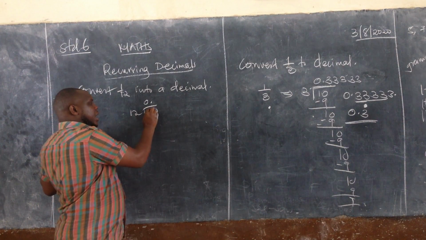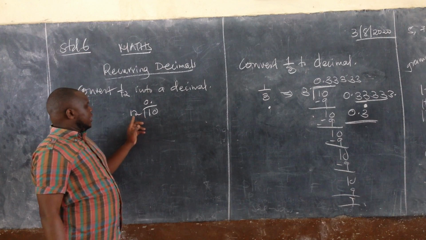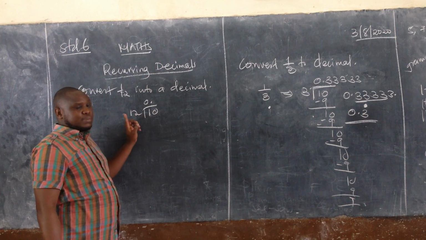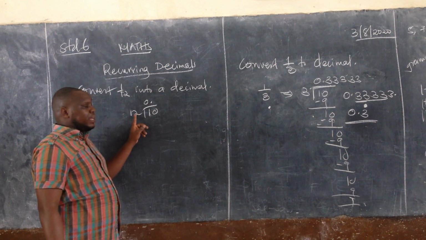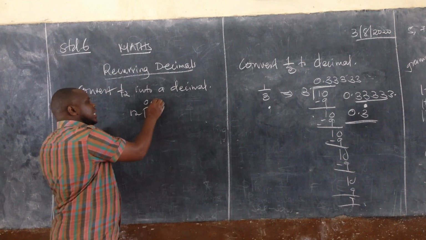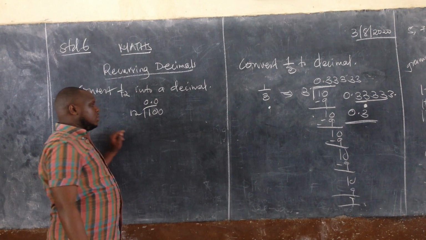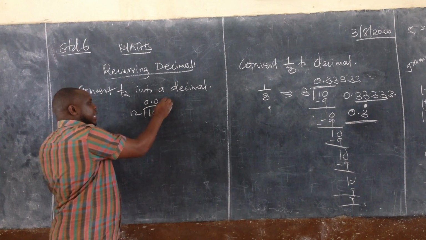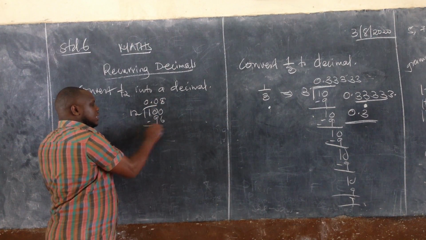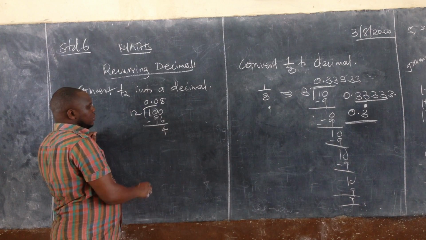What did I say, Lana? If after adding the first 0, the number outside is still bigger than the number inside, cannot divide, you need to add a 0 there and a 0 there. So how many times? Lana, 8 times. You get 96. You get 4.